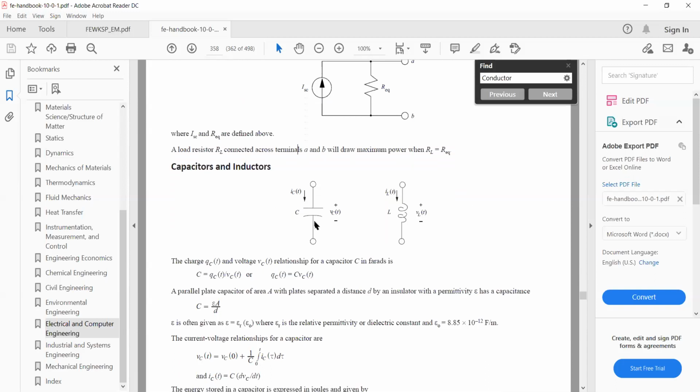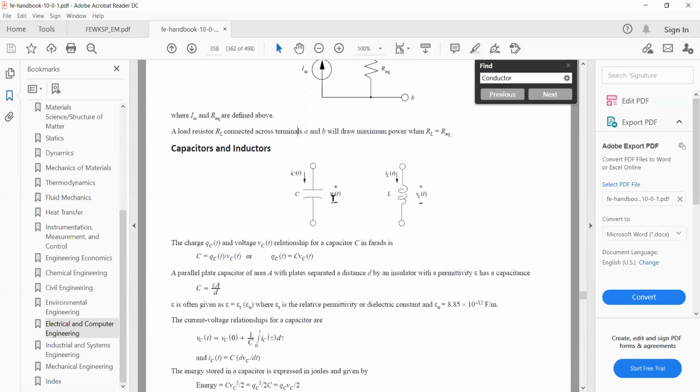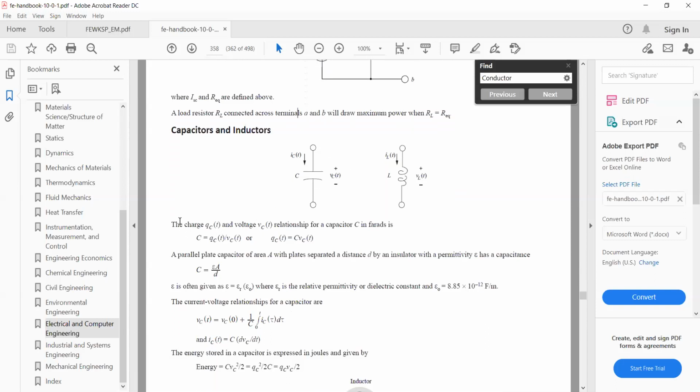Capacitors and inductors, another important factor. We may look at some of these today as well. The charge and voltage relationship is shown here: C equals Q_C(t) divided by little v_C(t), which basically gives us C v_C(t) equals Q_C(t).